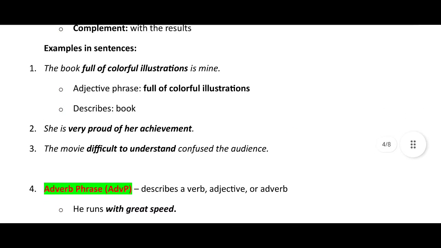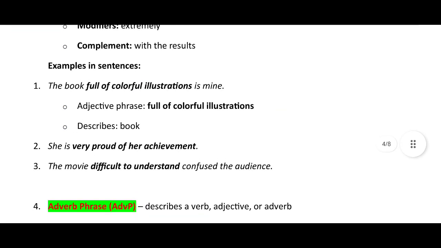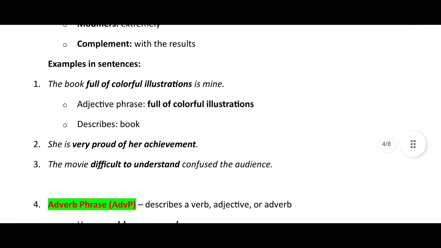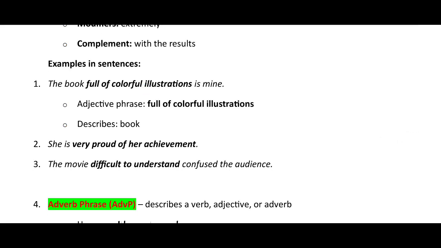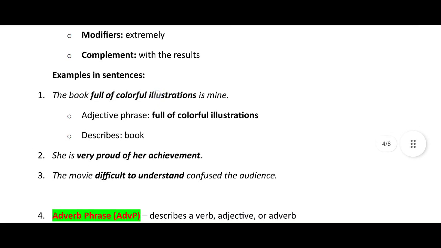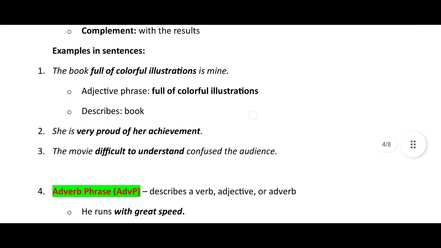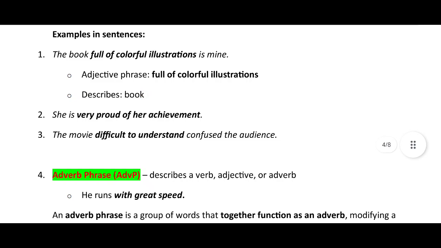Example sentence: The book full of colorful illustrations is mine. Here, full of colorful illustrations is describing the book. Whenever a word describes a noun, that can be called an adjective. In the same way, whenever a group of words describes a noun, that can be called an adjective phrase. Here the adjective phrase is full of colorful illustrations, describing the book.